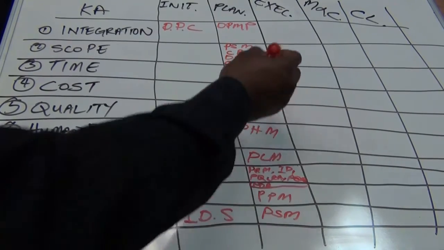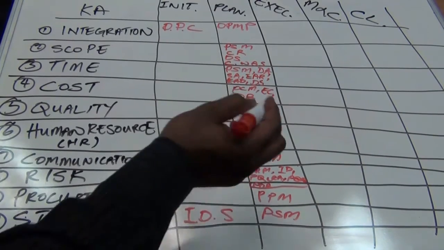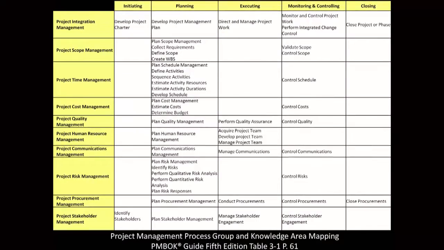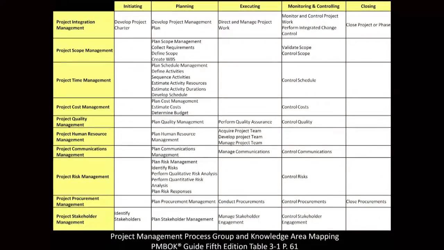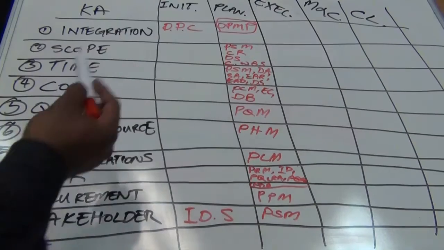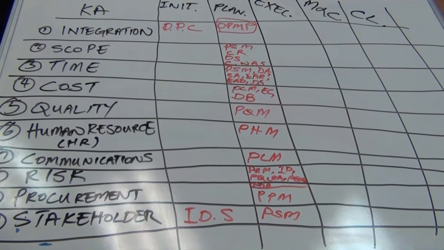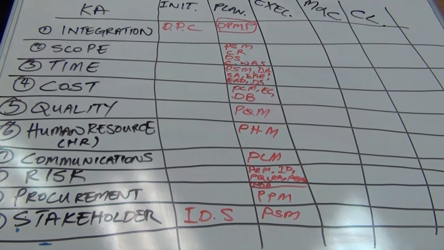And then we get all of these different plans from planning, and the sum of those becomes the project management plan, which is put together in the develop project management plan process. So our end goal in planning is to really come out with a project management plan.